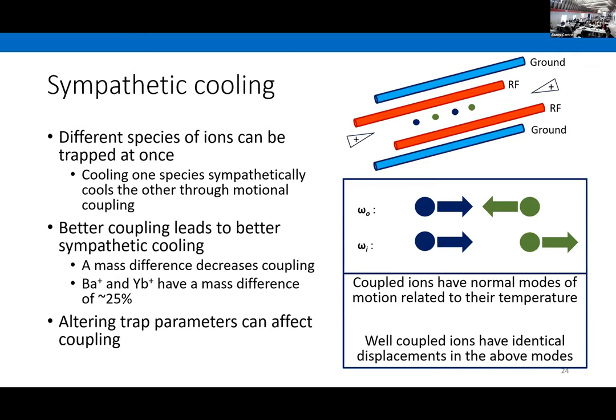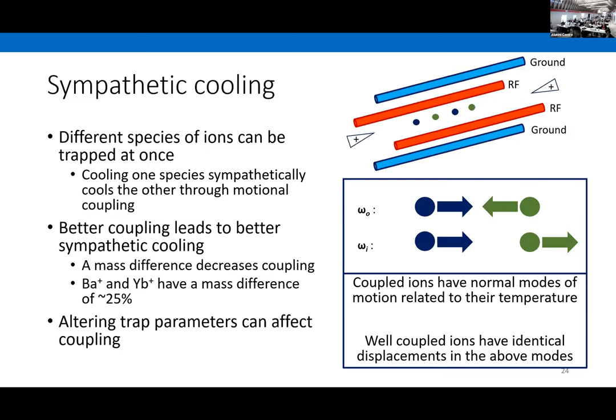An advantage of that is you could cool your system without needing to interact with your information qubit. If you have better coupling, you're going to get better sympathetic cooling because their motions are more strongly coupled. A similar mass between your two species will lead to better coupling. We're doing this work with barium and ytterbium ions, which have a mass difference of about 25%. However, altering your trap parameters can also affect this coupling.